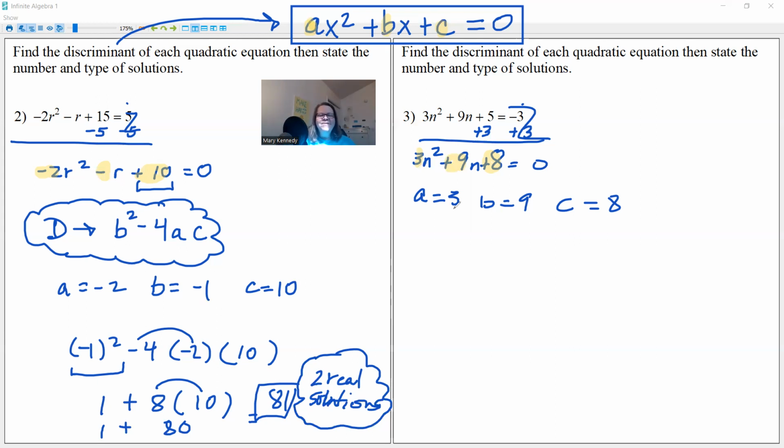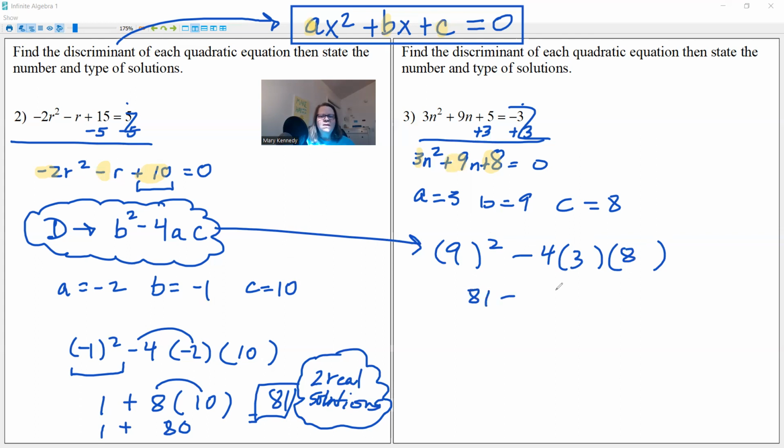All right, so let's do the same thing over here. We're using the same formula. So b squared minus 4 times a times c. B this time is 9, a is 3, c is 8. So 9 squared, 9 times 9 is 81, and then 12 times 8 is 96. And 81 minus 96, that's a negative, which really goes ahead and tells me what kind of answers I'm going to get, but I do need to subtract. I get negative 15. The discriminant is negative 15.